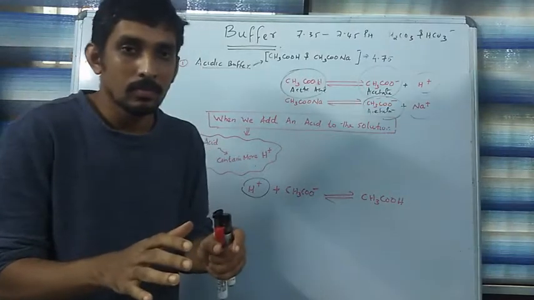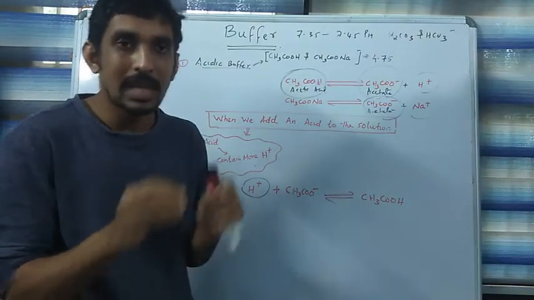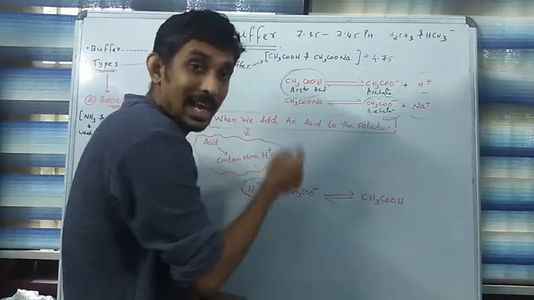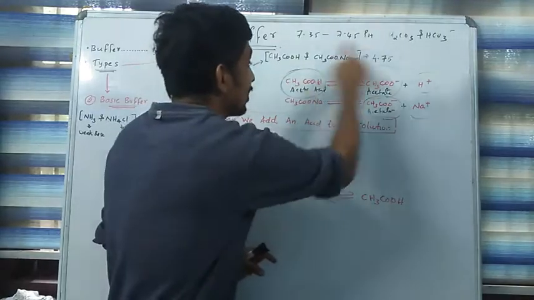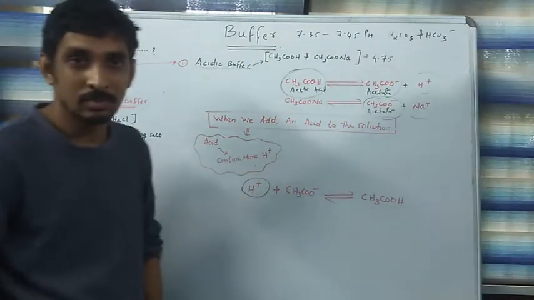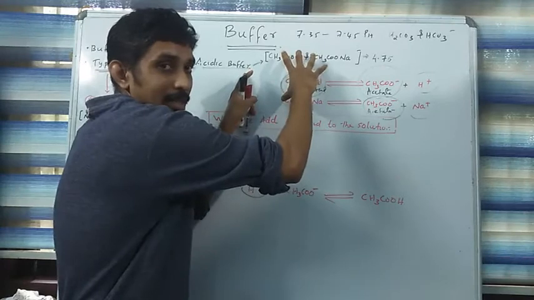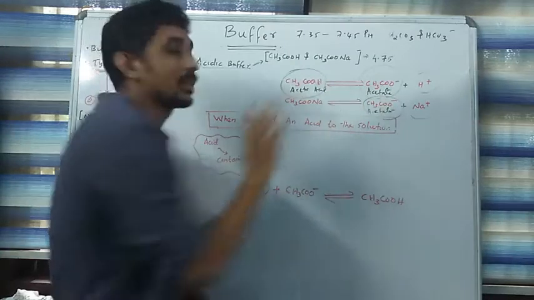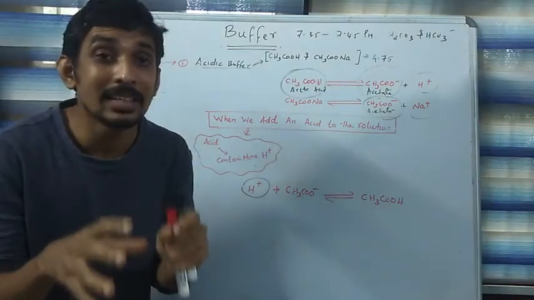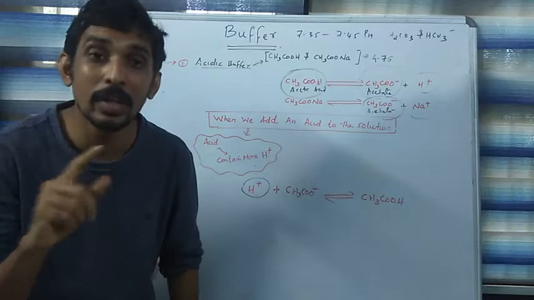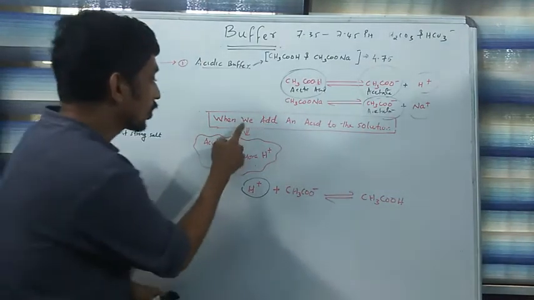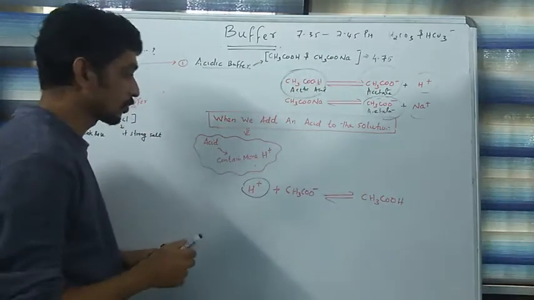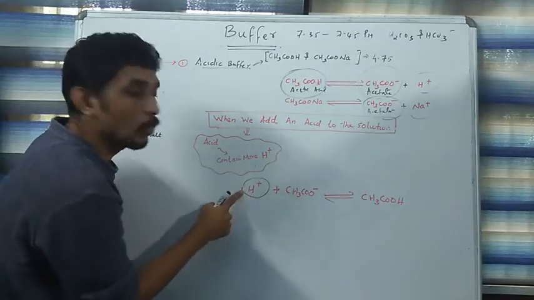Suppose we add an acid into a solution containing this buffer, having all those contents. This buffer maintains the pH of that solution even though we add an acid. We know that an acidic solution contains more H+, that is why it is called acid. So when we add an acid into a solution having this buffer, that acid contains more H+.